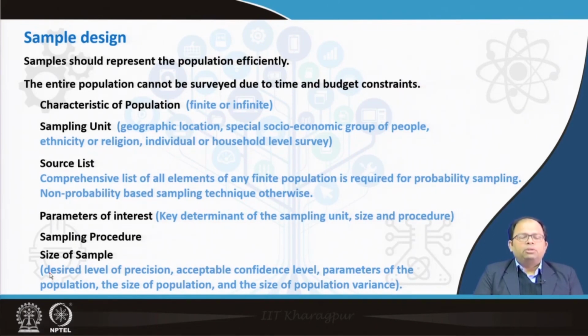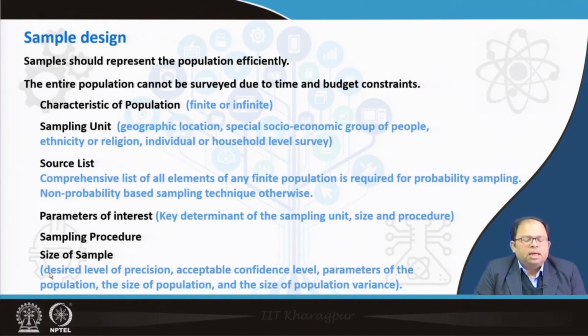Now, the sample design should consider the characteristics of the population. There are certain populations which are finite. That means there is a finite number of people in an urban area. But there are also certain populations which are infinite. For example, if we are collecting water samples, then the water is infinite because there is no end. We cannot estimate that there is so much amount of water in a particular area. So, it depends on what we are actually surveying.